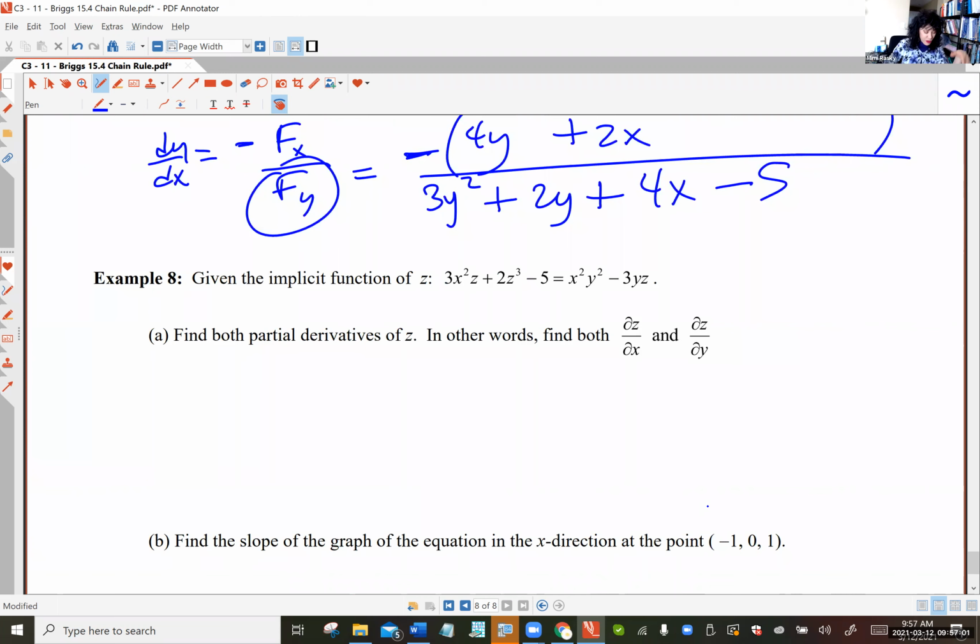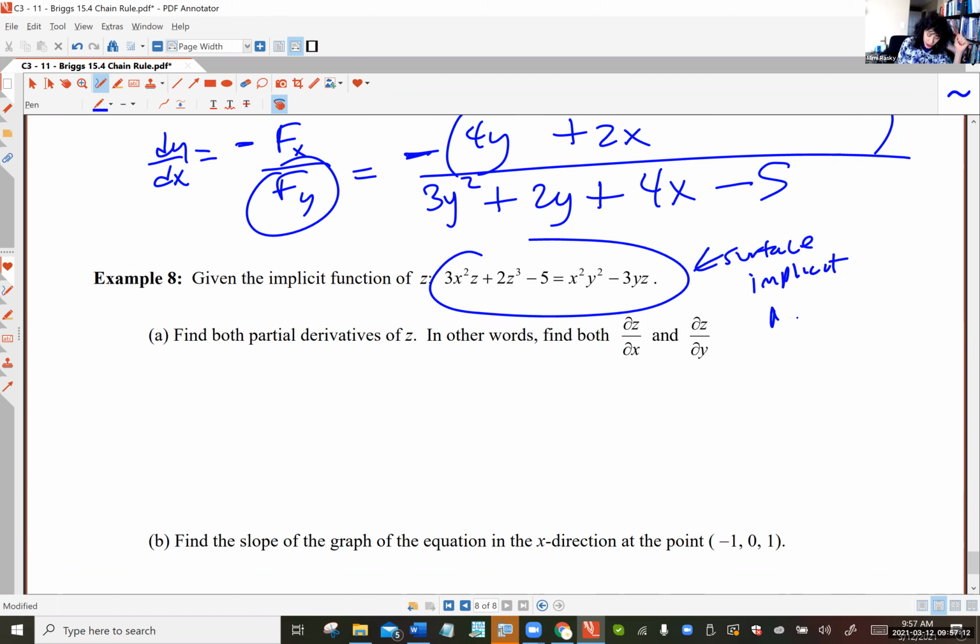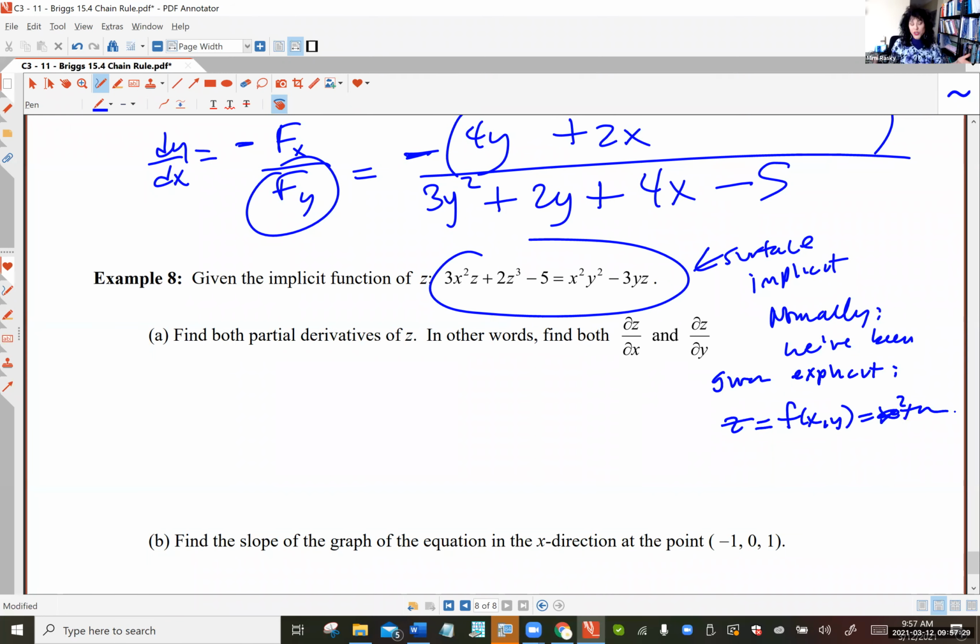Now let's do it for a function of three variables. Now, folks, this is some funky surface, but it's implicit. See, normally when we've been working with surfaces, we've been given explicit form. What do I mean by explicit? Where z, little z, is a function f(x, y), and you have all your x's and y's over on one side. You solve it for z.